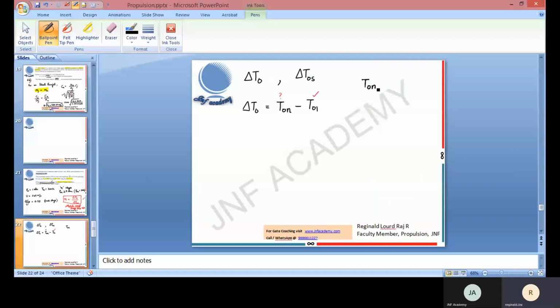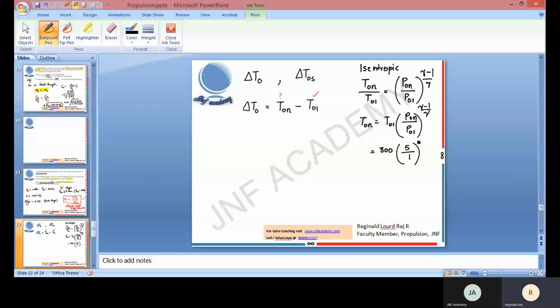So I can write T0n by T01 is equal to P0n by P01 to the power of gamma minus 1 by gamma. What relation is it? It is the isentropic relation. This is true for an isentropic process. So I can rearrange and write T0n is T01 times P0n by P01 to the power of gamma minus 1 by gamma. Right, now I'll take P0n equal to 5. T01 is given to be 300. This will be 5 by 1 raised to the power of 1 by 3.5. And you figure out the answer.